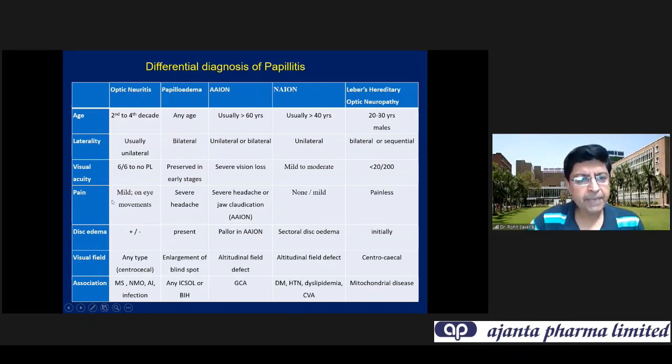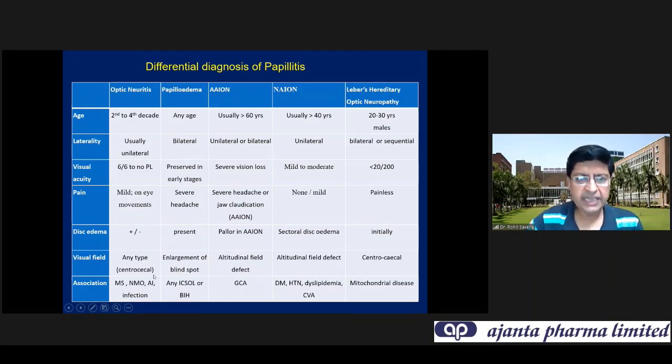There is mild pain, especially on eye movements in optic neuritis. Papilledema would have severe headaches. The rest would have, again, very little pain, but arteritic may have jaw claudications or one-sided headache. Disc edema may not be there in optic neuritis. Papilledema, of course, that would be one of the important signs to see. Arteritic would have a pallid disc edema and sectoral disc edema in NAION, and Leber's may have initially a very mild edema, basically because of swelling of the nerve fibers and telangiectatic vessels.